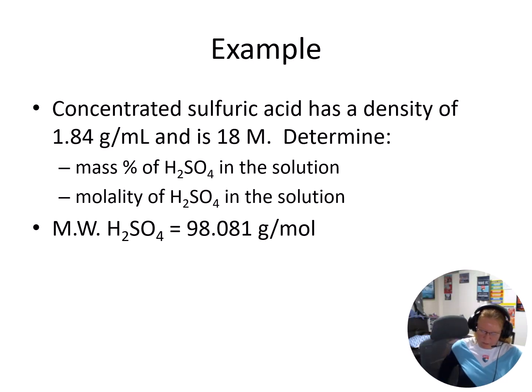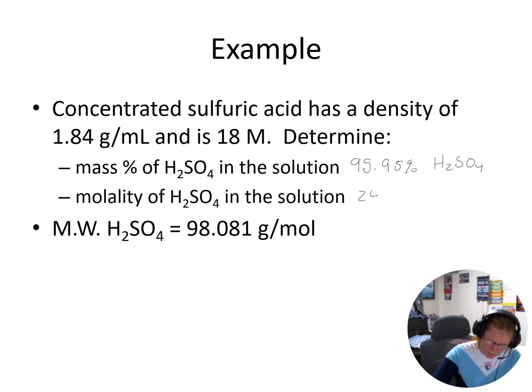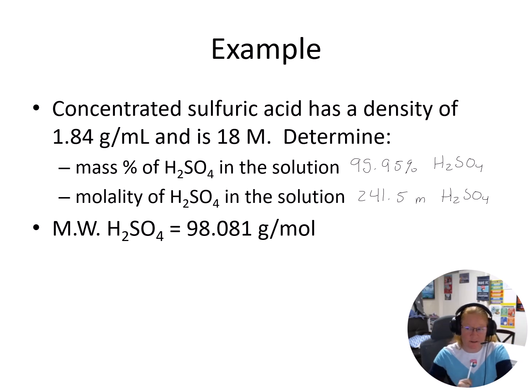All right, so here's one that I want you to try on your own. I've given you the molar mass of the sulfuric acid. This stuff is super, super concentrated, so you get really high mass percent here. I'll give you the final answers. It's 95.95% sulfuric acid and 241.5 molal. Okay? All right, so I want you to try those on your own and see if you can replicate what we did, or what I did rather, with the hydrochloric acid.